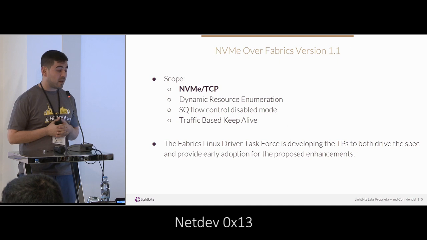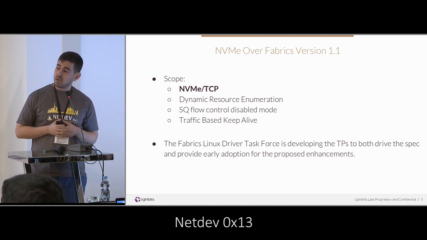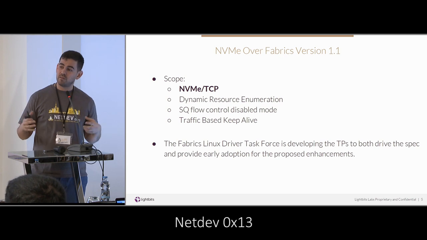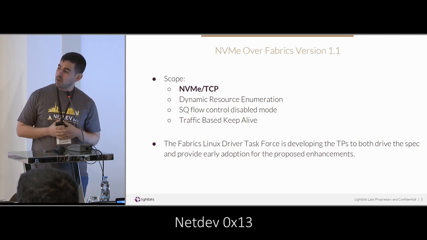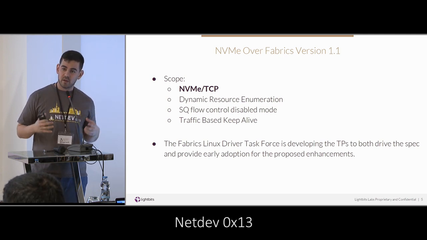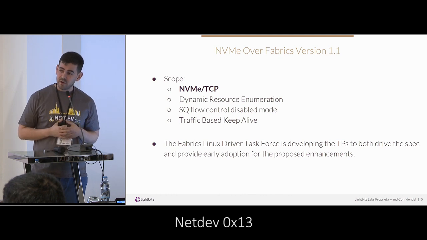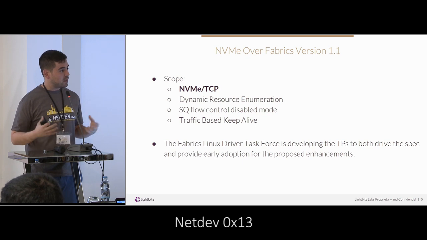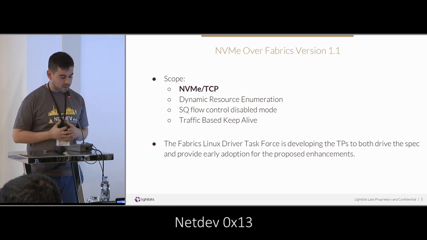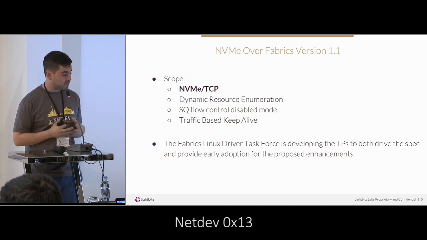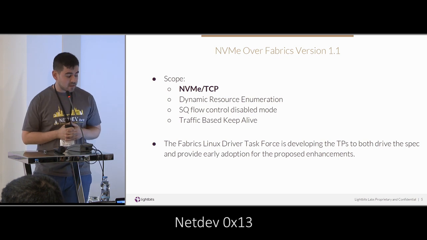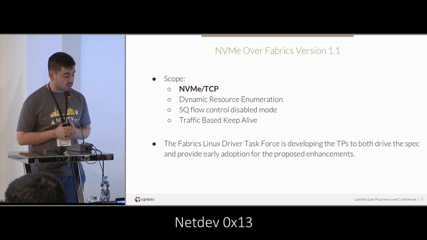One of them is dynamic resource enumeration. Dynamic resource enumeration gives you the opportunity to have a stronger ecosystem by building a discovery service that can discover new subsystems in your cluster without doing anything else, basically. And the other thing is the SQ, submission queue, flow control disabled mode.